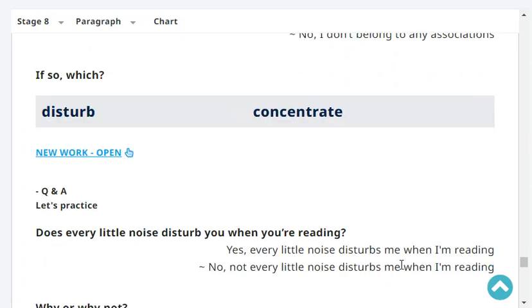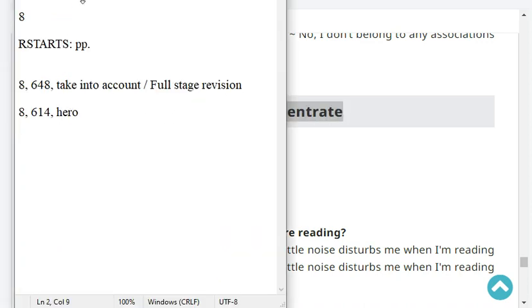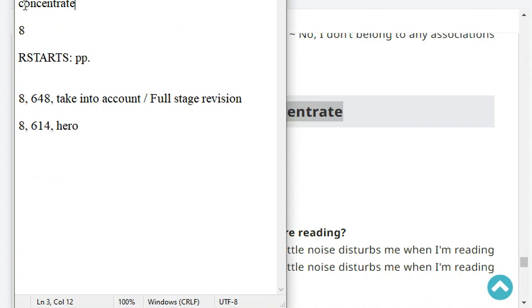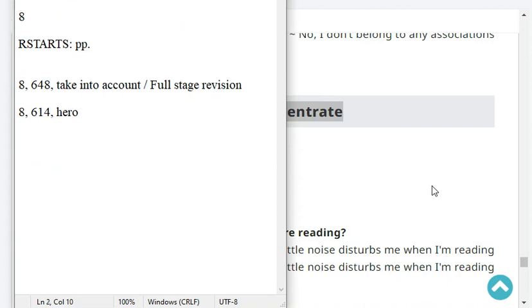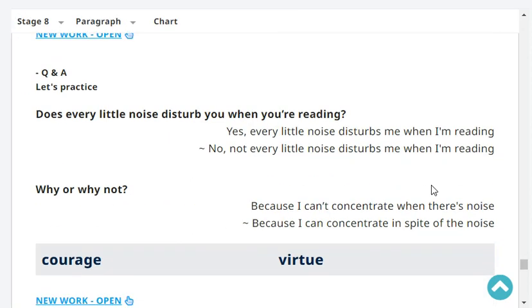Okay, next. Does every little noise disturb you when you're reading? Yes or no? No, not every little noise disturbs me when I'm reading. Why not? Because I can concentrate in spite of the noise. Very good.